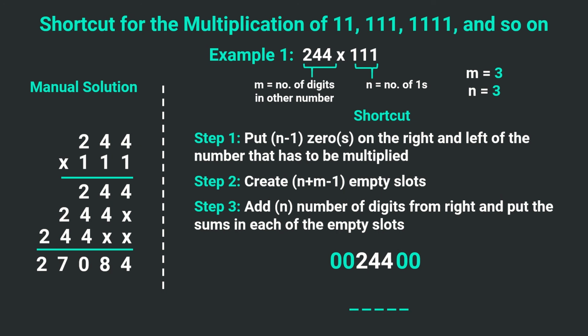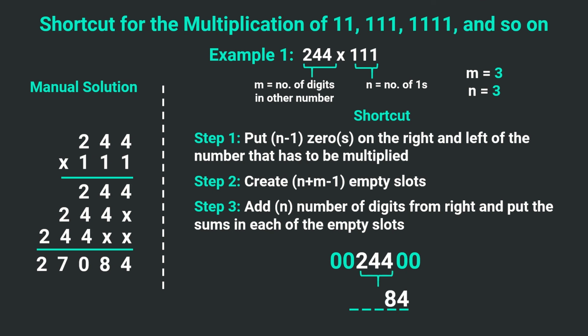Now according to the third step, we have to add every n digits from the right. Here n is 3, so we will add every 3 digits from the right and put the sum in the empty slots. The first three digits are 400. The sum of 4, 0 and 0 is 4. We write it in the first slot. Now the second group of three numbers is 440. Their sum is 8. We put 8 in the second slot. Now the third set is 244.